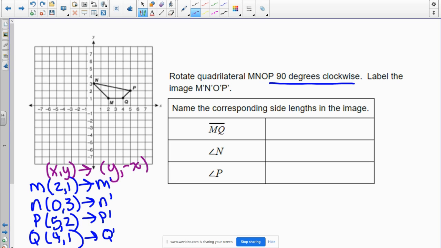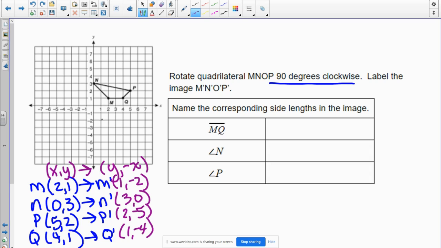Notice even though I still have to think through it, opposite of 2 is -2, and then flip-flop. Opposite of 0 is still going to be 0, and so we're just going to flip-flop that. Opposite of 5 is -5, and then flip-flop, or change them around, switch them. And then 4 is -4, and then switch them around. So there's the points. Maybe it's a little easier for you to find them that way.